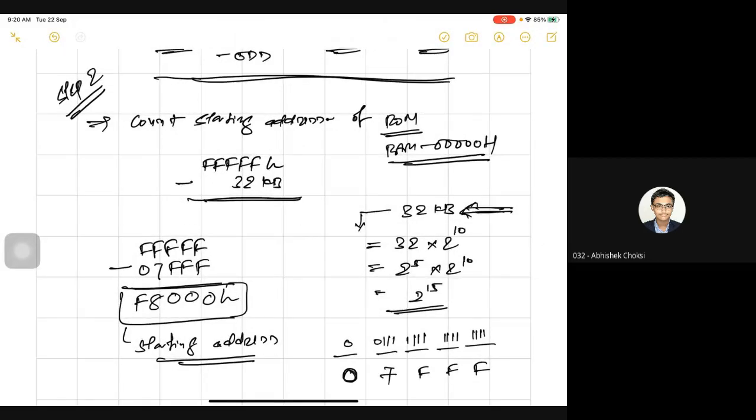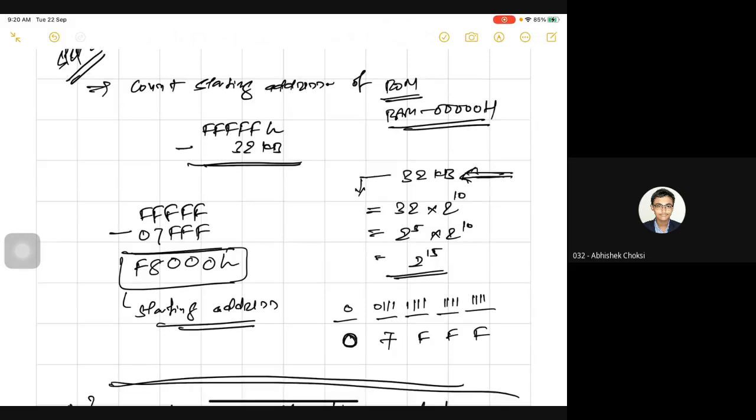The second step is to find the starting address of ROM. The ending address will be FFFFF, and you need to subtract the total size of ROM. Total size of ROM is 32 KB. To find the number from 32 KB: 32 into 2 raised to 10, that is 2 raised to 5 into 2 raised to 10, which is 2 raised to 15. Represented in binary, this gives the ending number 07FFF in hex. Subtract this from your last location and you will get one address. This will be the starting point of my ROM.